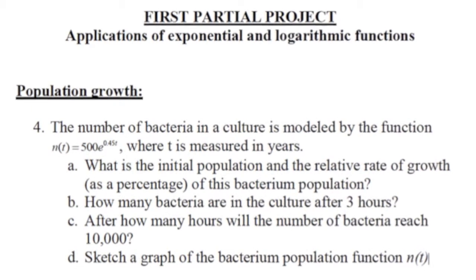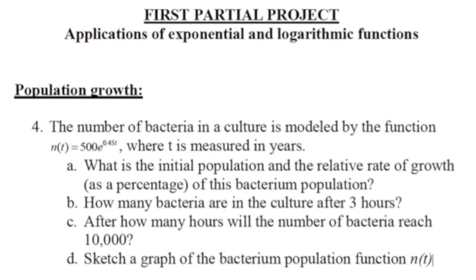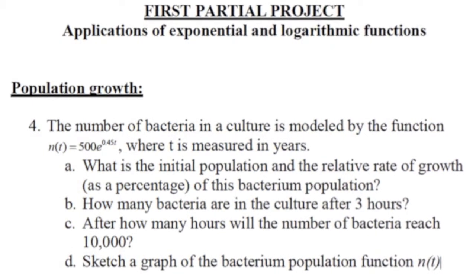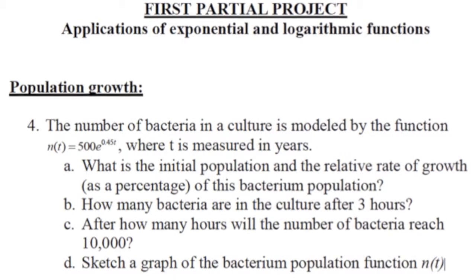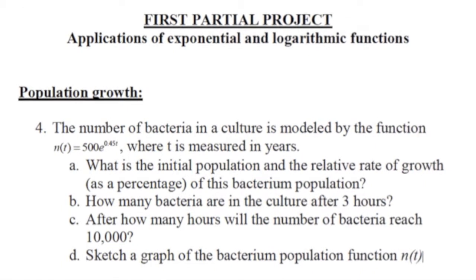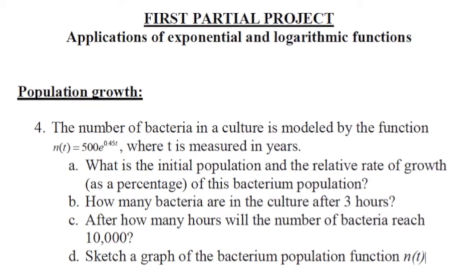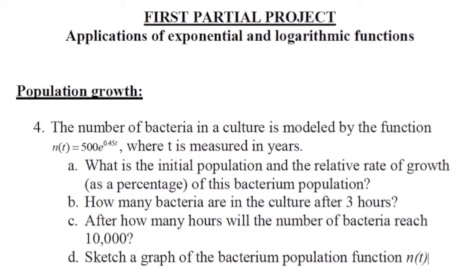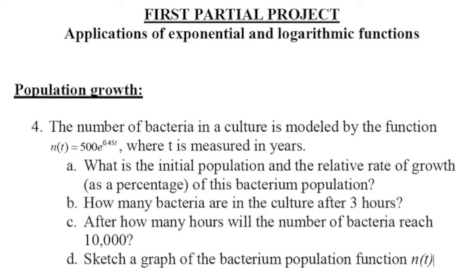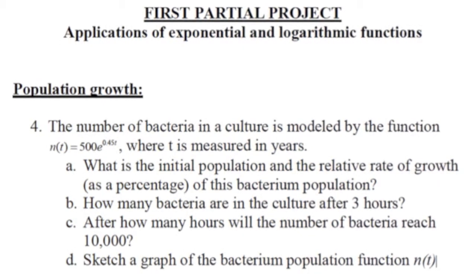The number of bacteria in a culture is modeled by the function N(t) equals 500 e to the 0.45t, where t is measured in years. A. What is the initial population and the relative rate of growth, as a percentage, of this bacterium population? B. How many bacteria are in the culture after 3 hours? C. After how many hours will the number of bacteria reach 10,000? And D. Sketch the graph of the bacterium population function N(t).